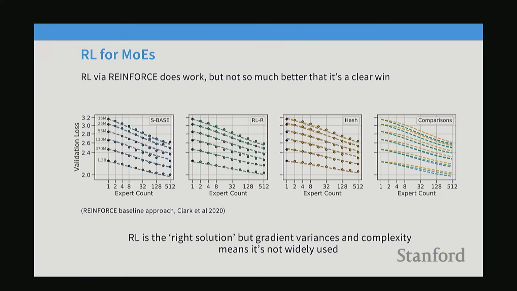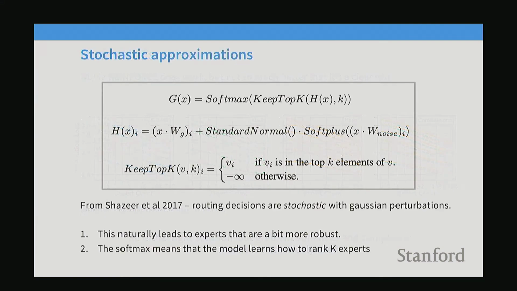And I think in practice, the gradient variances and complexity means that it's pretty finicky to use, and no one at scale has really used an RL-based approach to optimize these gating decisions, as far as I know. A thing that has been done much more at scale is stochastic approximations of various kinds. So what they might do is add a bit of perturbations.